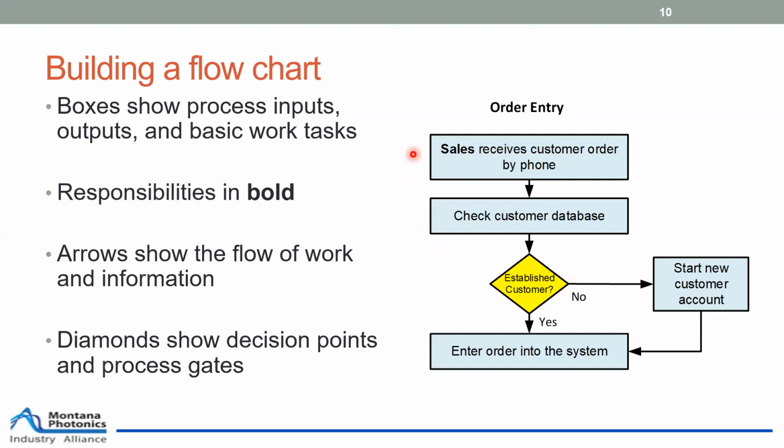For this order entry, we see that sales receives a customer order by phone. That person then checks the customer database, and if it's an established customer, they enter the order into the system. If not, they start a new customer account and then place the order.